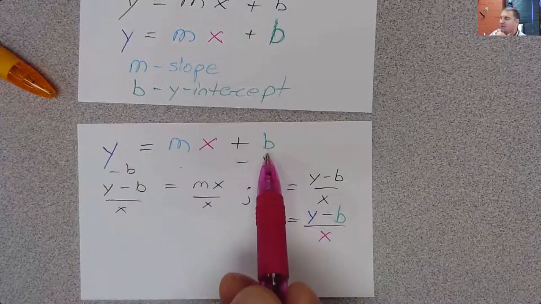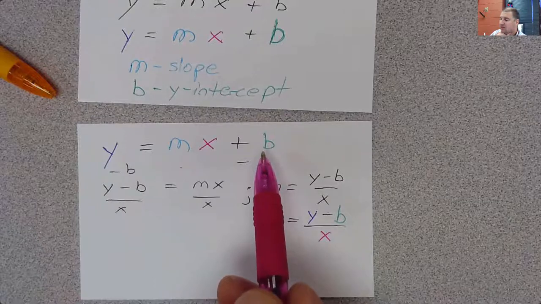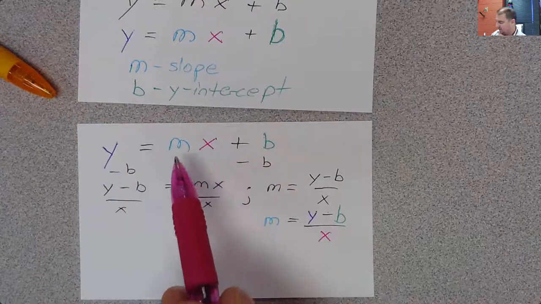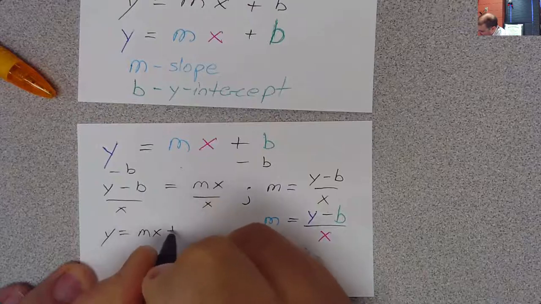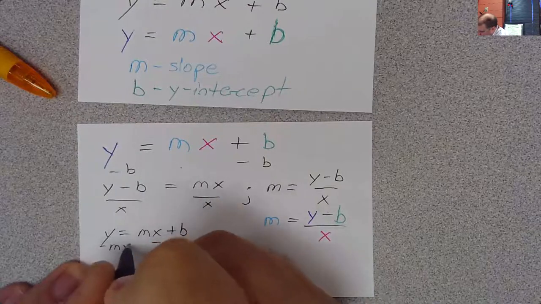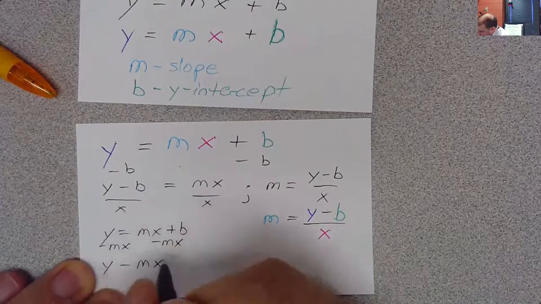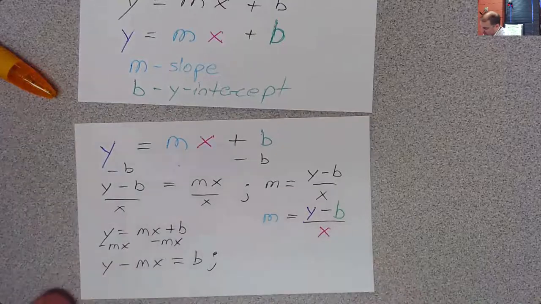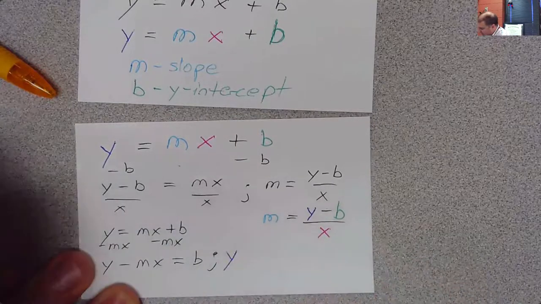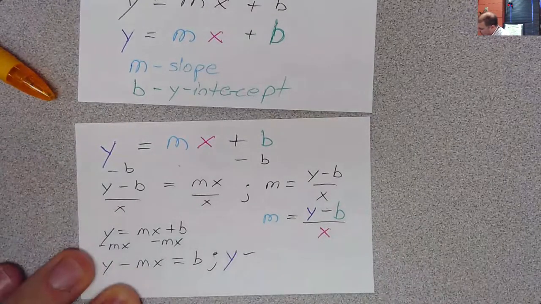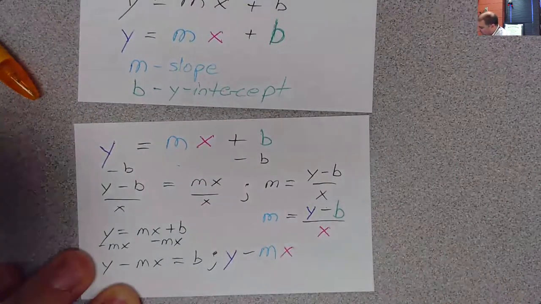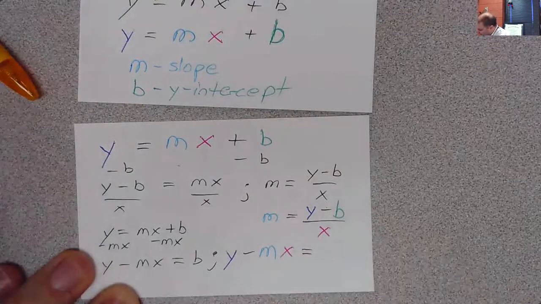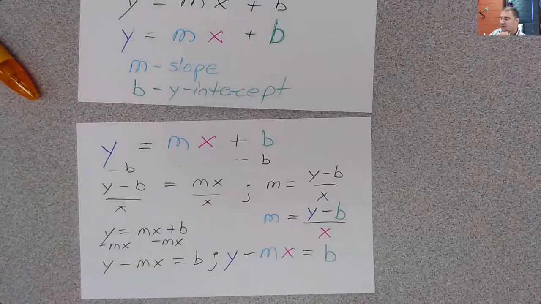Okay. Now, the other thing we could do with this equation at the top is arrange it to solve for b. Well, solving for b would be really easy because all we would have to do is subtract mx from both sides. So again, not in color, but I have my y equals mx plus b. If I subtract mx from both sides, then I have y minus mx equals b. So again, in color, y minus mx equals b.